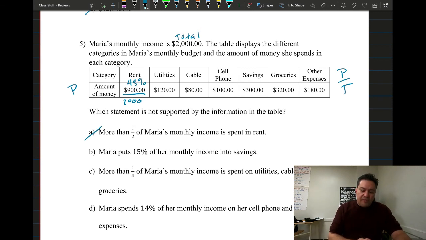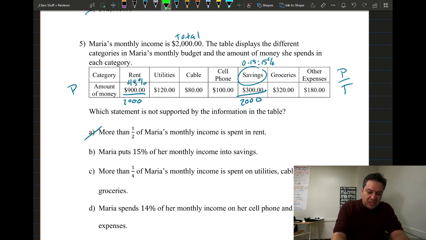Then Maria puts 15%. Wait, actually, you don't have to find everything right here as a percent. Just look at what they're asking and then compare that. Maria puts 15% of her monthly income into savings. So let's look at savings right here. Again, divide that by 2,000. 300. 300 divided by 2,000. You get 0.15, which is 15%.